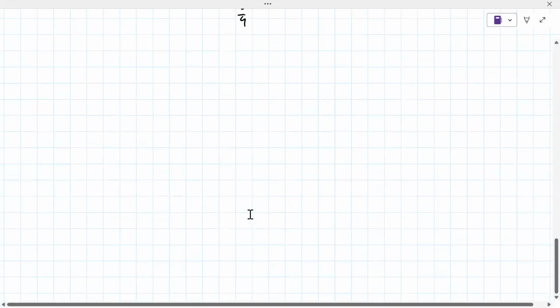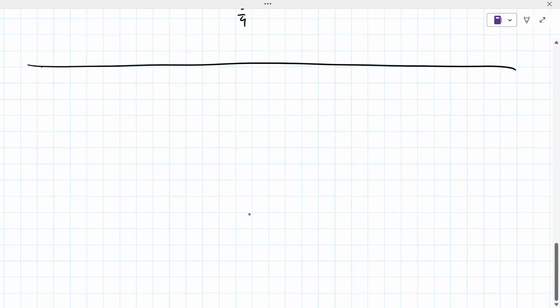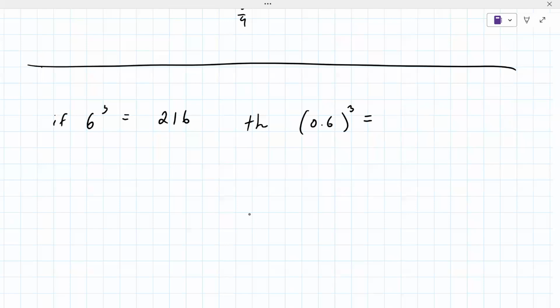So we talked about these types of questions, like if 6 to the power of 3 equals 216, then 0.6 to the power of 3 equals... Remember how to do any problems like this? I believe so, yeah. Would it be 0.006? Well, it's related to that number, right? So you use that number and move the decimal. So 0.216? Yes, 0.216.